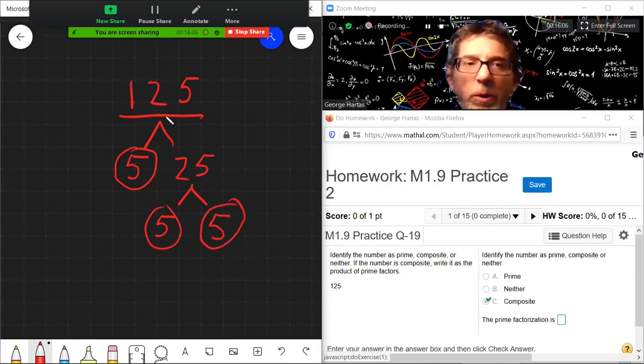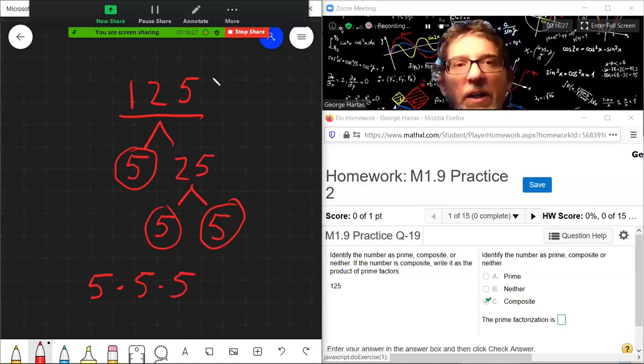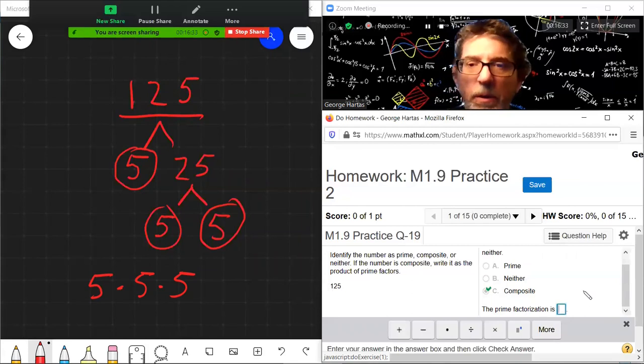Now, we got to the point where each branch of the tree is finished because it has a prime number at the very end. Therefore, we're done with prime factorization. So you would type in the computer 5·5·5 because 5 times 5 times 5 is 125. So we got 5, and then here's the multiplication dot right here. Don't use the decimal dot. So this is in prime factorization format.